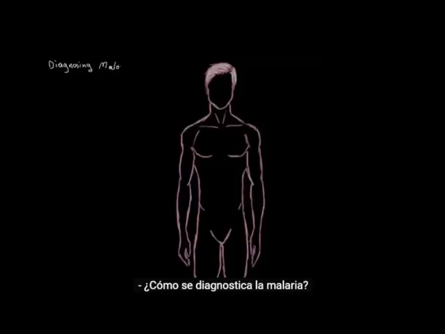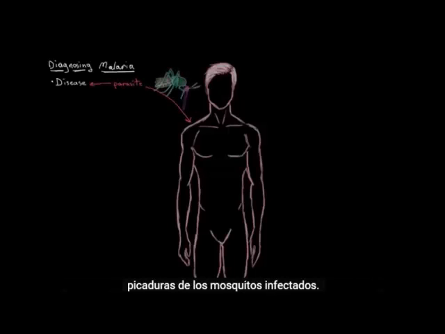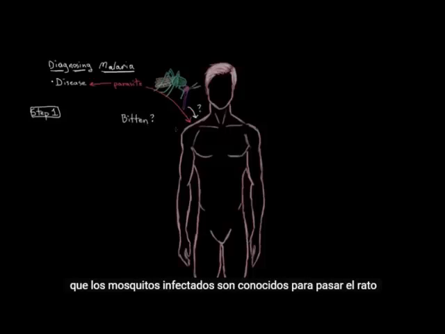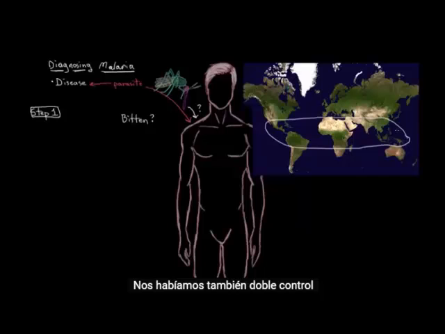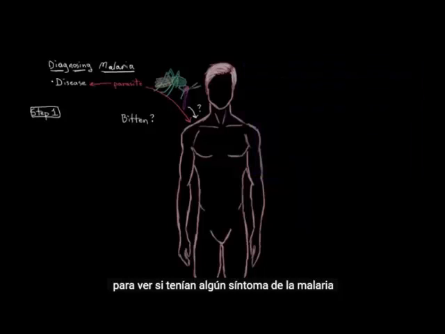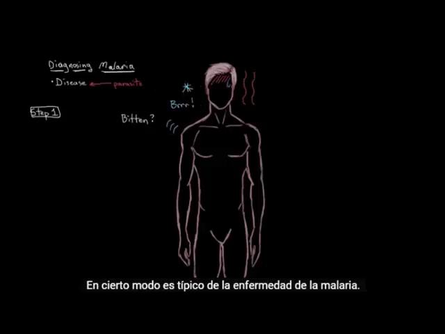How is malaria diagnosed? Well, we can think about it basically as a three-step process. Remember that malaria is a disease caused by a parasite that's usually transmitted to humans through bites from infected mosquitoes. So if we want to know if someone has malaria, we might start by asking them if they've been bitten, or if they've been to anywhere that infected mosquitoes are known to hang around, like in certain tropical or subtropical countries. We'd also double check to see if they were having any malaria symptoms, like a flu-like illness, or alternating chills and fevers. That's typical of a malaria illness.